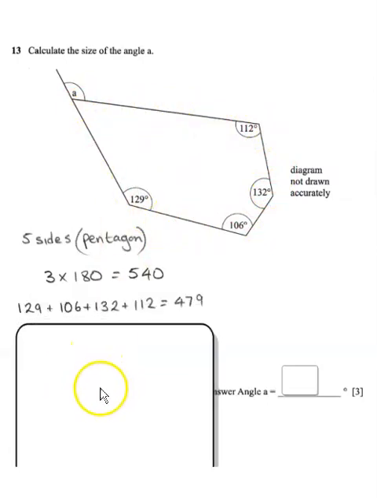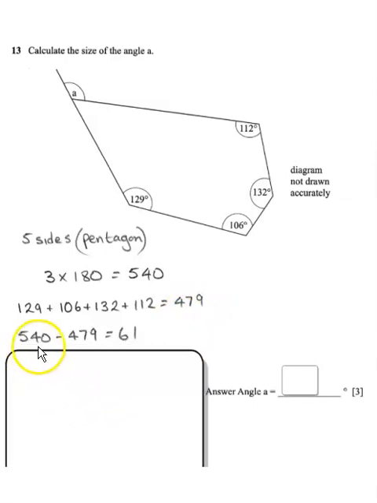The next step is to add all the angles up that you do know of. It's 129, all of these 4 angles there, and we get 479. With that 479, we do 540, take away that number, which is 61. So the missing angle inside the pentagon is 61, so that's next to the A, and that's what we were looking for.